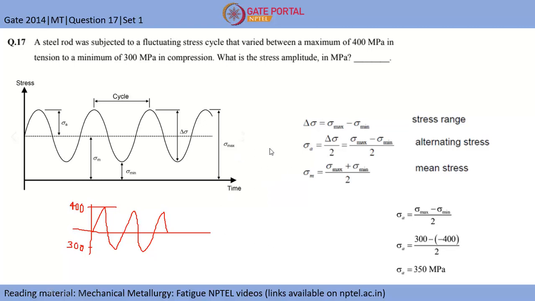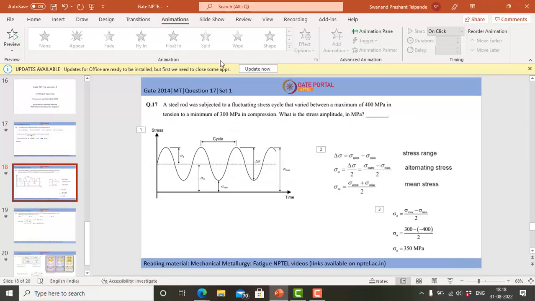Sir, can we take the negative sign whenever the minimum is in compression? Yeah. Actually there was an error earlier; it should be 400 minus of minus 300. So sigma min should be the compression value and sigma max should be the tension value.